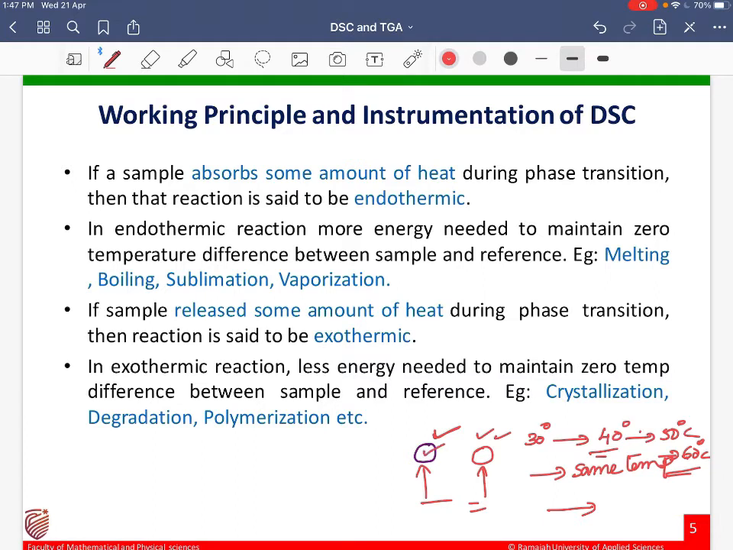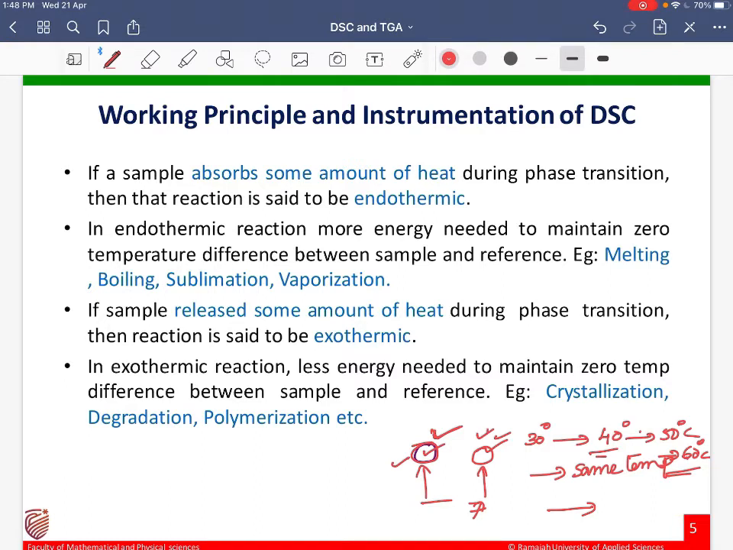Now imagine that at a particular temperature, the sample is undergoing melting. Melting means a phase transition. So for the phase transition, heat will be utilized. So if heat is utilized for the phase transition, then what will happen? The amount of heat that we supply to the sample will be used for the phase transition, not for the increase in temperature. But at the same time, the reference material is not undergoing any phase transition, so the heat that we supplied to the reference sample will be used only to increase the temperature.